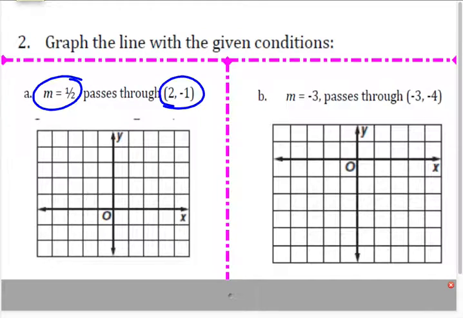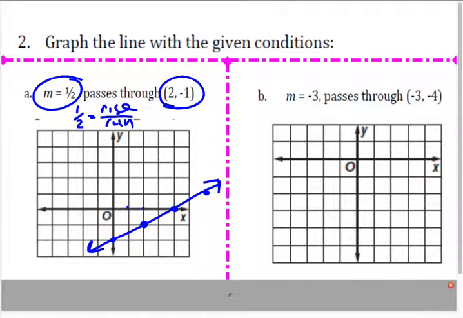First you graph the point 2, negative 1. Over 2, down a negative 1. So there's my point on the line. Now slope, that 1/2, is the same as rise over run. So I'm going to rise up 1 and run 2. Rise up 1, run 2. Or you could do just the opposite, down 1, back 2.